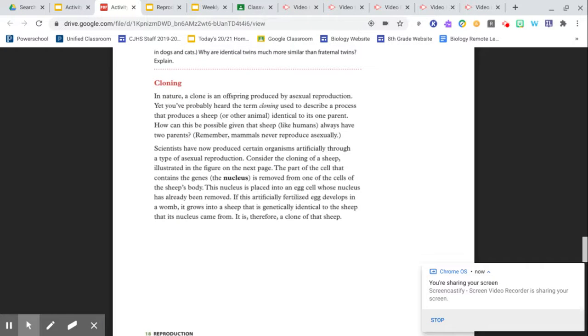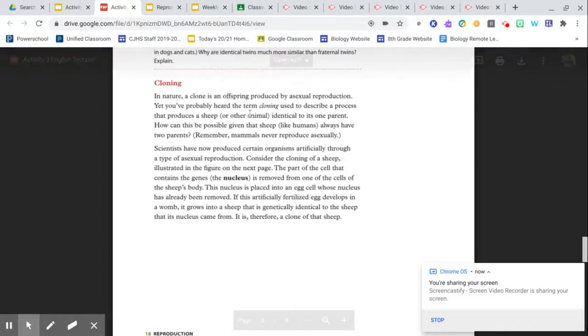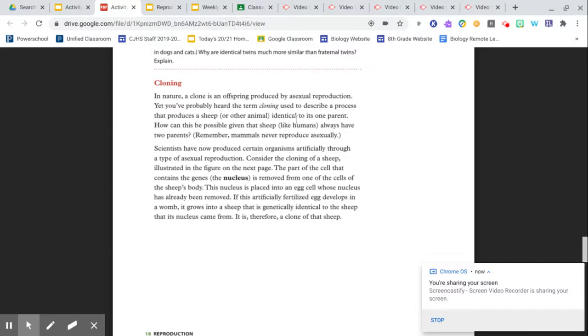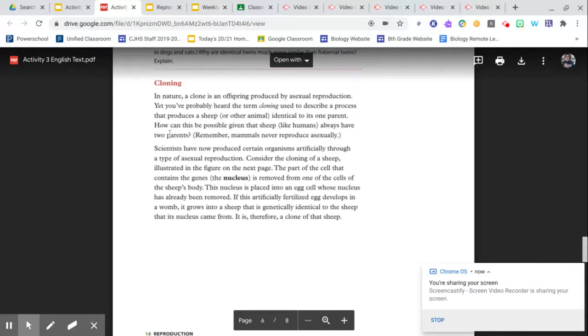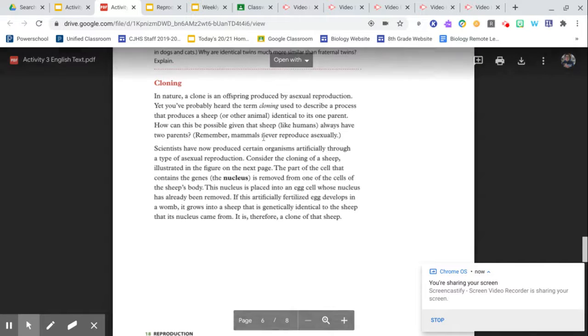Cloning. In nature, a clone is an offspring produced by asexual reproduction. Yet you've probably heard the term cloning used to describe a process that produces a sheep or other animal identical to its one parent. How can this be possible given that the sheep, like humans, always have two parents? Remember, mammals like us never reproduce asexually.